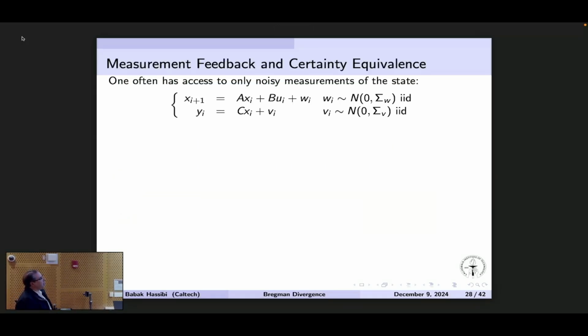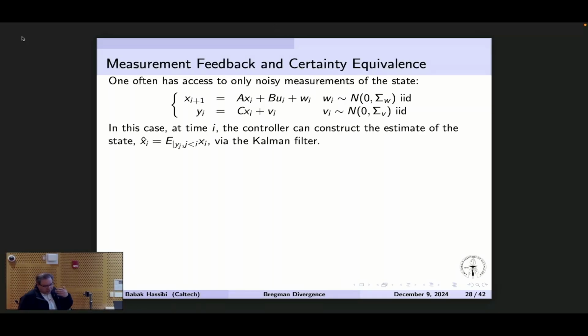I just want to make a comment about what happens when, so what I looked at was the full information case. In many cases, what's more reasonable is I don't have access to the state. What I have access to is a noisy observation of the state. This is sometimes called measurement feedback.